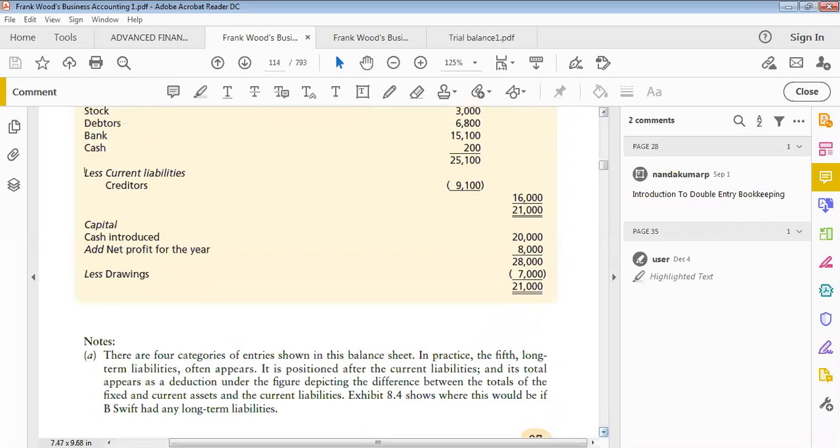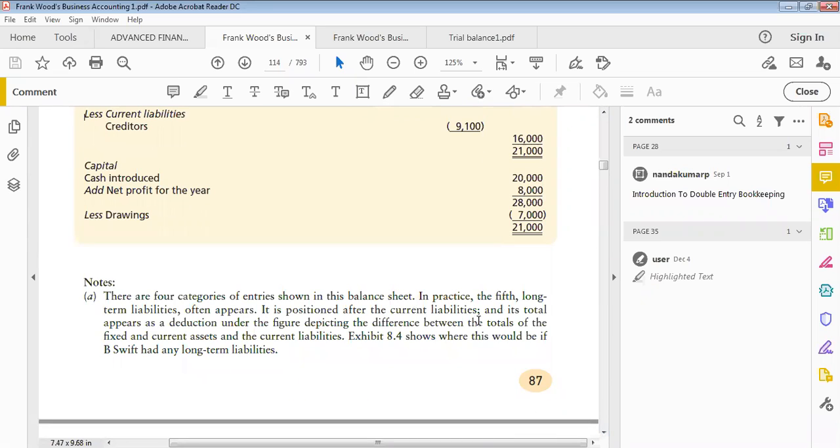However, you also have long-term liabilities as well. Now, the fifth, which is long-term liabilities, often appears. It is positioned after the current liabilities, right? And its total appears as a deduction under the figure depicting the difference between what? The totals of the fixed and current assets and current liabilities, all right? Exhibit 8.4 shows where this would be if BC had any long-term liabilities. Let's look at it now.